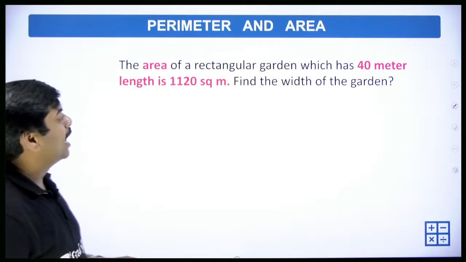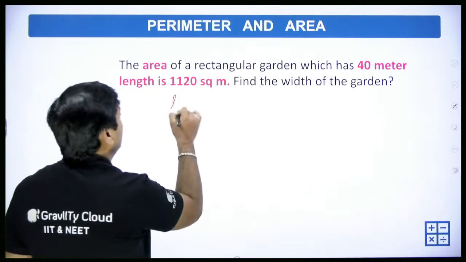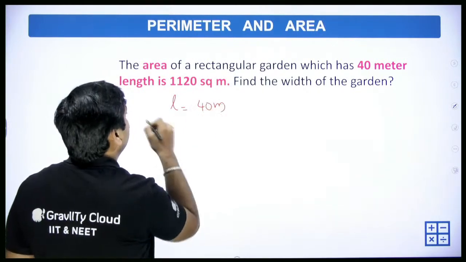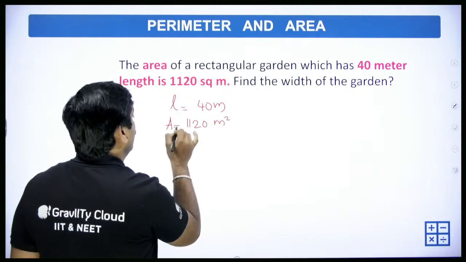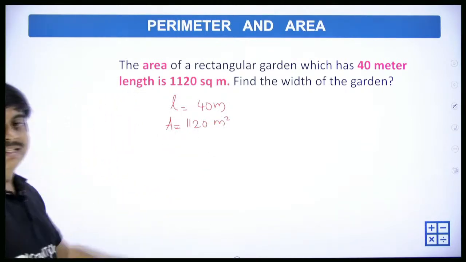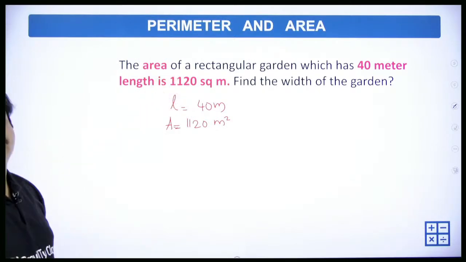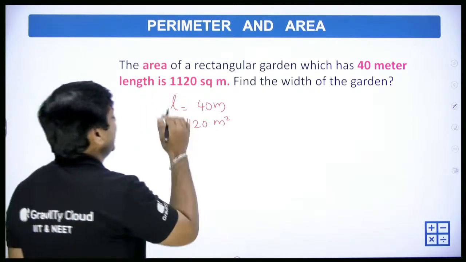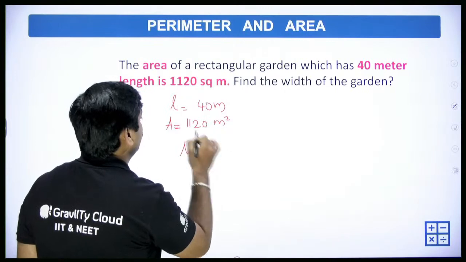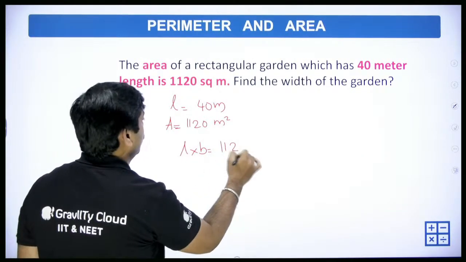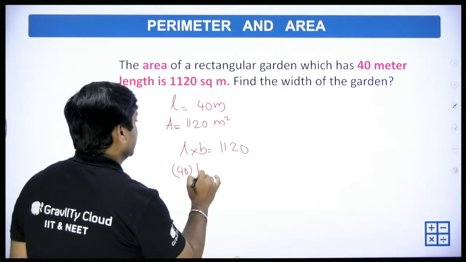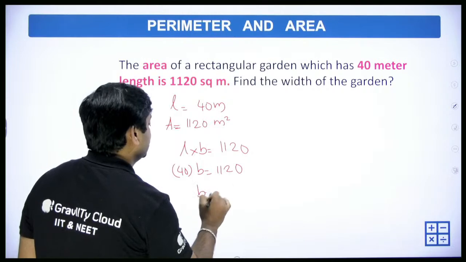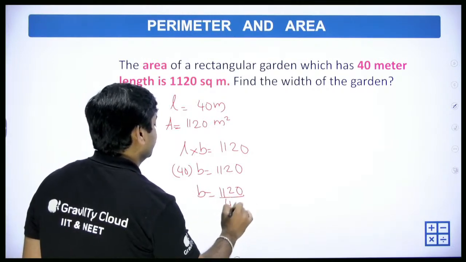So moving ahead, the area of a rectangular garden which has length 40 meters, and the area is given as 1120 square meters. Find the width of the garden. So we know that area is length into breadth, which is equal to 1120. So length is 40 meters, right? 40 into B is equal to 1120. So B is equal to 1120 by 40.